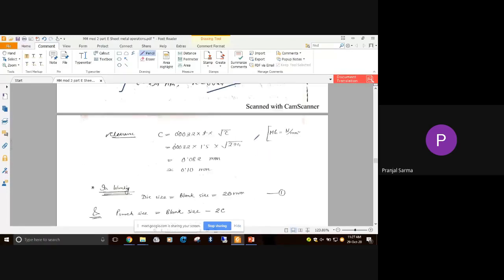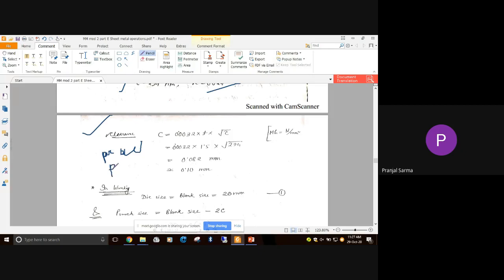Prior to that, there will be the requirement of the clearance. Finding the clearance value is required so as to obtain the die size, punch size, etc. So initially we'll be finding out the clearance. This is the clearance per side. Okay, so this is the clearance per side.